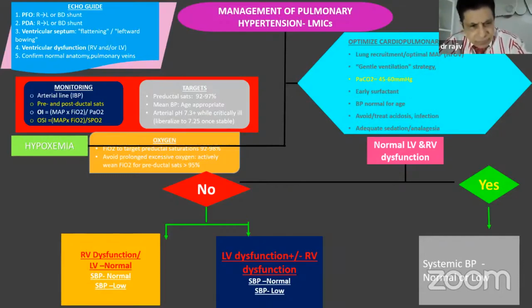So you have 3 types of this. RV and LV normal, or LV dysfunction, in which you have subcomponents like systemic blood pressure normal or low. So the 3 types of ventricular physiology you have to address when you come to the second phase of your management. Next slide.